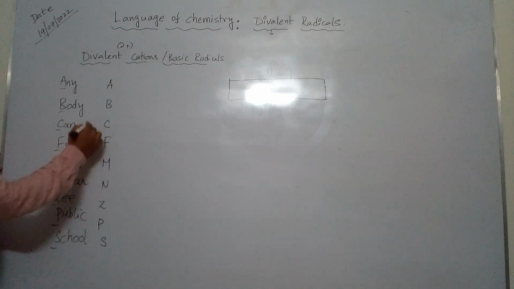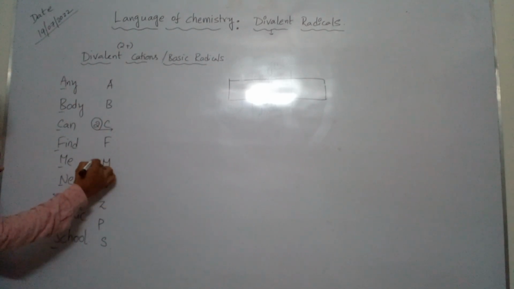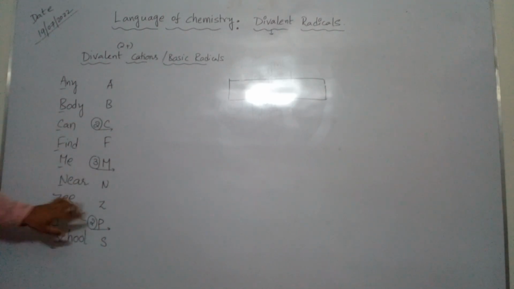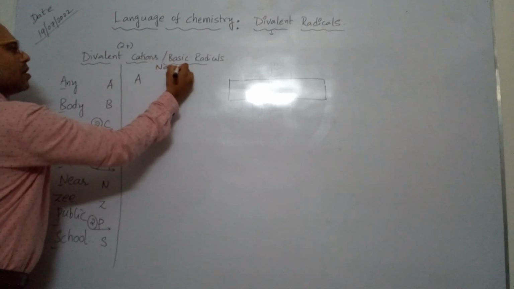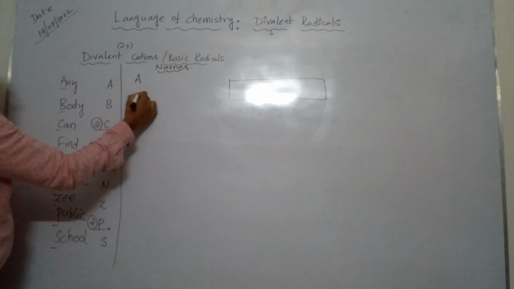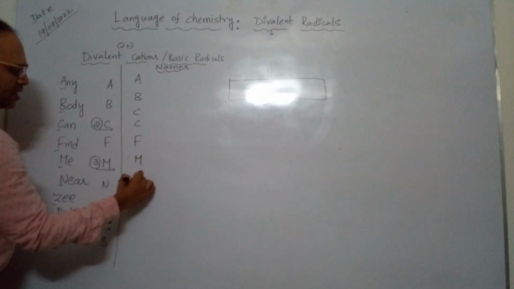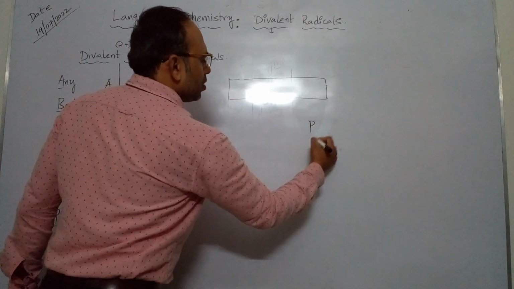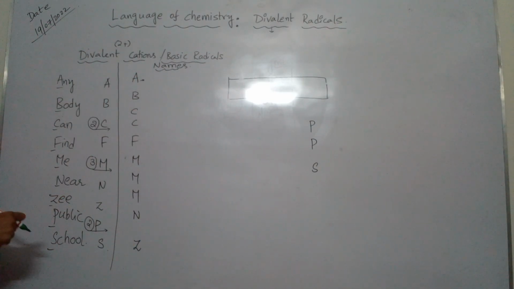After writing this, we have to see that two radicals start with alphabet C, three radicals start with alphabet M, and two radicals start with alphabet P. So very easy, C, M and P, 2, 3 and 2. Next, we need to write the names of the radicals. So first A, next B, we have 2 C, F, 3 M, N, Z, 2 P and finally S.